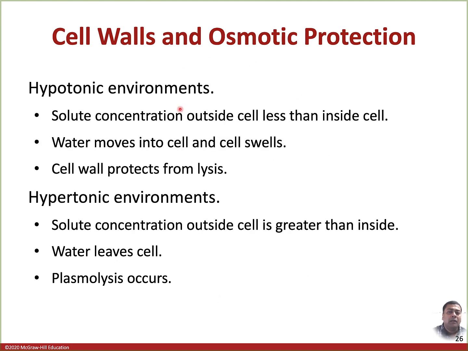So the cell wall and osmotic protection is an important function. If a bacterial cell is put in a hypotonic environment, the solute concentration outside the cell is less than inside the cell. That means the concentration of water is more outside. Water moves into the cell and the cell will swell.